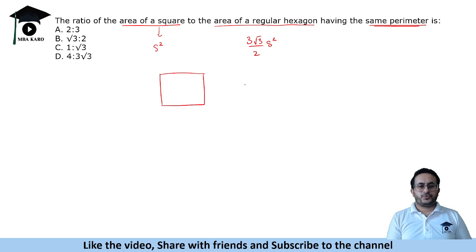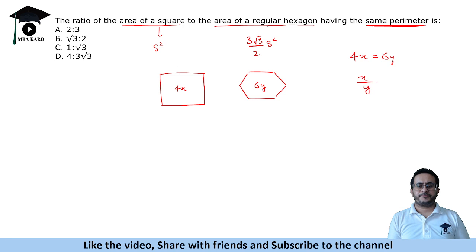Now we are given a square and a hexagon that have the same perimeter. Okay. So we have 4 sides. Let us say the side lengths are x and y. So 4x will be the perimeter, that is equal to 6y. 4x is equal to 6y. So x upon y is equal to 3 by 2. So let us take this side length as 3 and this side length as 2.